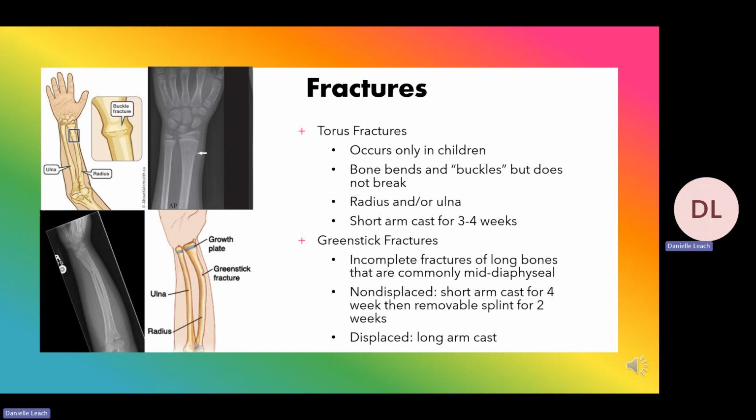If it is displaced, meaning it's totally out of alignment, where they either had to have the provider come in and reset the bone back in place, or they had to go to surgery to put it back in alignment, then they're going to need the long arm cast, which is going to go the full length of their arm, including the upper arm.